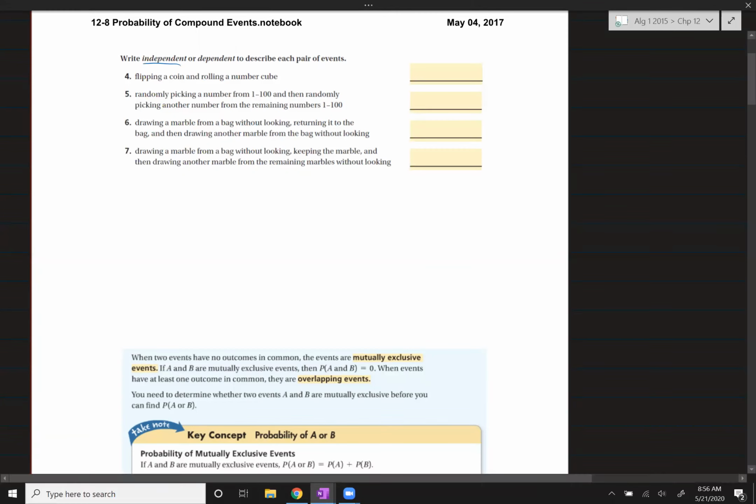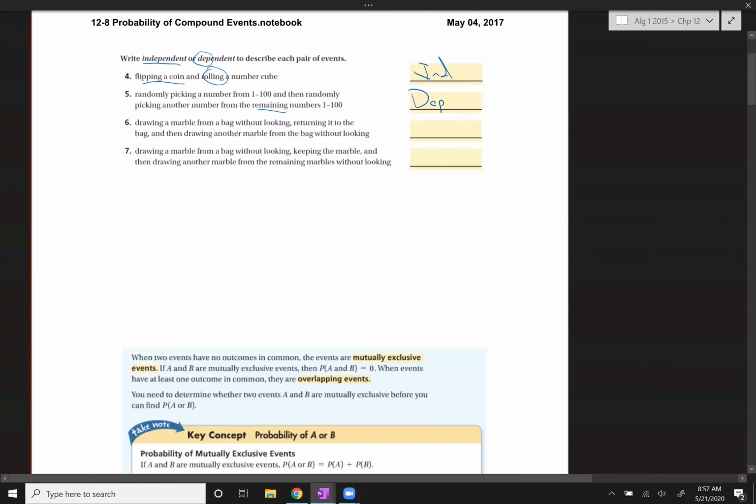So if we think about independent or dependent events, independent means it stands all on its own. Dependent means it has an effect from something else. If you flip a coin and roll the number cube, would they have anything to do with each other? No. So that makes each of these items independent. Picking a number from 1 to 100 and then randomly picking another number from the remaining numbers. Well, if I go 1 to 100, that's 99, and then I pick another one, I only have 98 choices. So this is dependent, as my probability is going to get a different value on the second one.